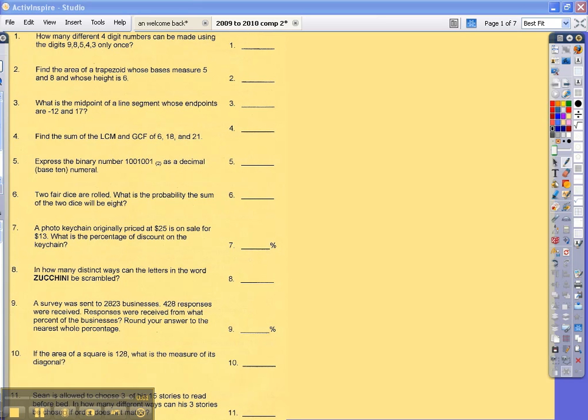A survey was sent to 2,823 businesses. 228 responses were received. Responses were received from what percent of businesses? Round your answer to the nearest whole percentage. Well, so we had 428 out of 2823. Well, the easiest way to do it is just divide it.